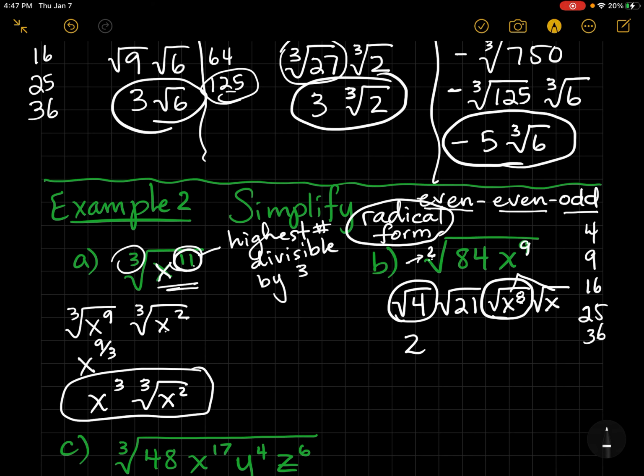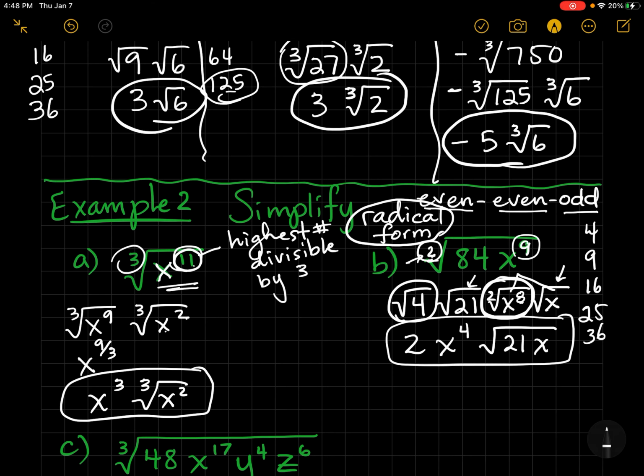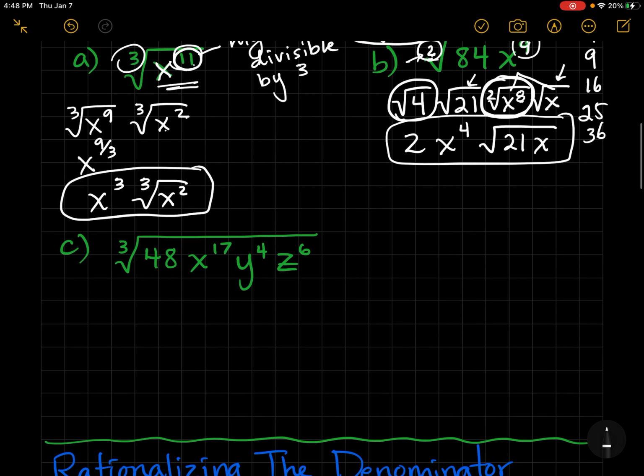So now, I have a 2 here. This is perfect, so that's 8 over 2, which gives me x to the 4th power. See how I designed it so that it's perfect. And now, these two parts are not perfect, so I'm going to leave them inside the radical. I check for even, odd. That's even, that's odd, that's even. So no worries on the even, odd. Alrighty, hopefully you're starting to catch on.